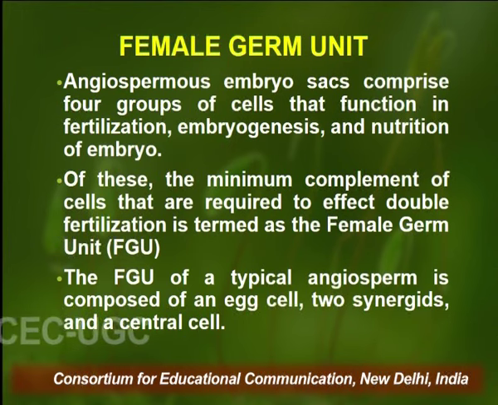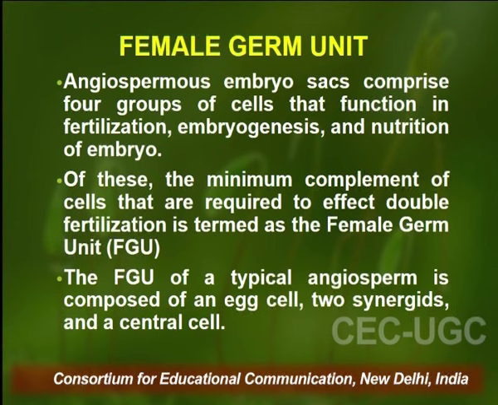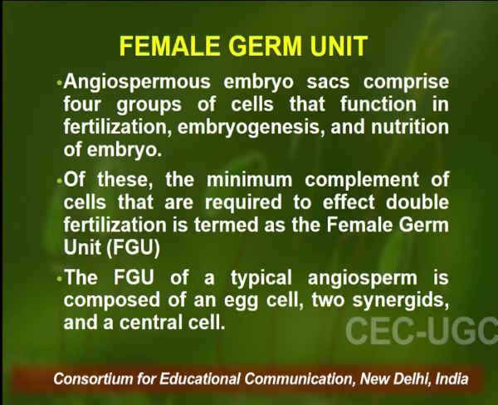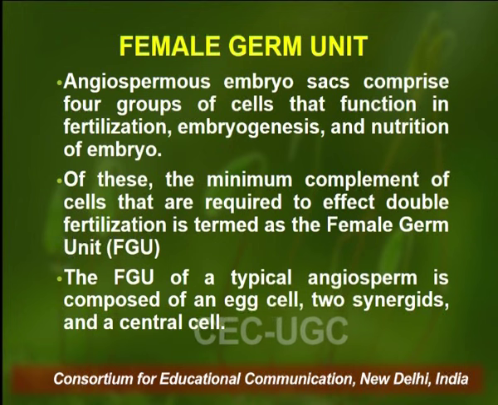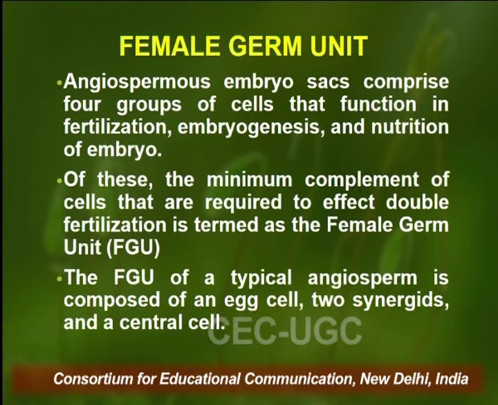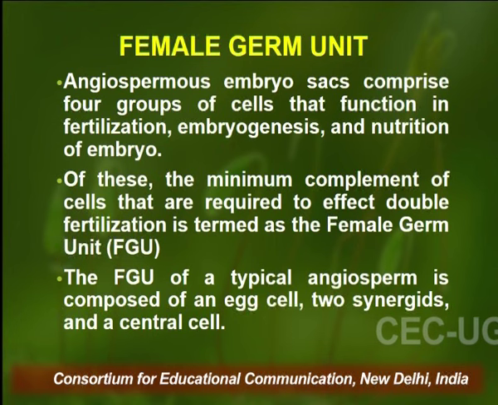All angiospermous embryo sacs comprise 4 groups of cells, and all these 4 groups of cells function in unison for fertilization, embryogenesis and even for nutrition of the embryo. The minimum complement of cells that are required to effect double fertilization, which is the main purpose of this embryo sac, is called the female germ unit, or we also abbreviate it as FGU.